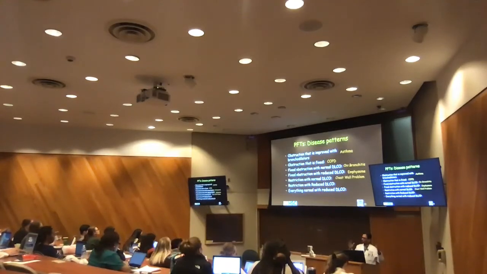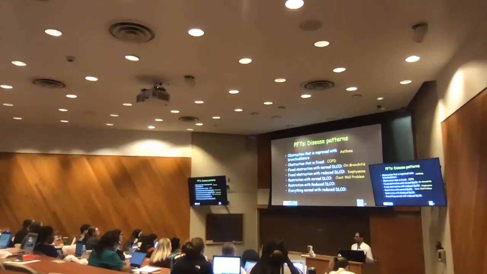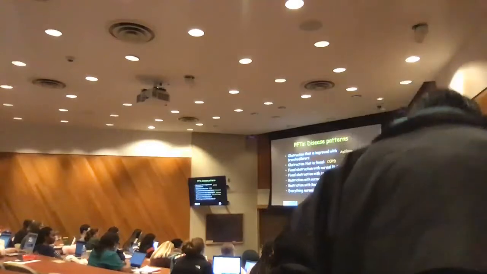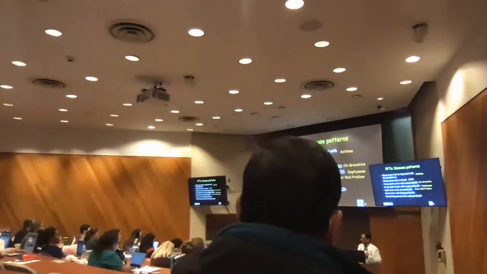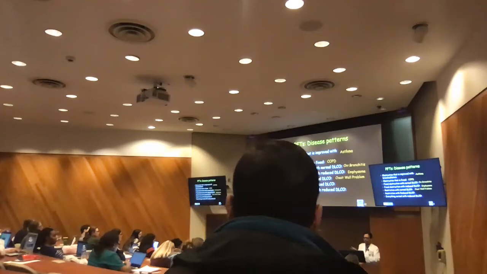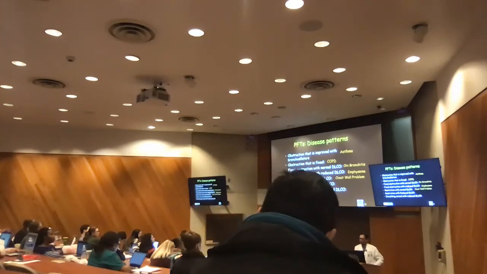So restriction with normal DLCO. When you do spirometry and lung volumes, they are low, but the gas transfer seems okay. The gas transfer is normal, that means the parenchyma is normal. So this is a chest wall disease, right? Chest wall disease could be kyphoscoliosis, could be somebody with systemic sclerosis, a scleroderma with leather-like skin that binds them down. In fact, if you put a chest binder on a normal person and do PFTs, this is what you're going to see. So it's a chest wall problem.